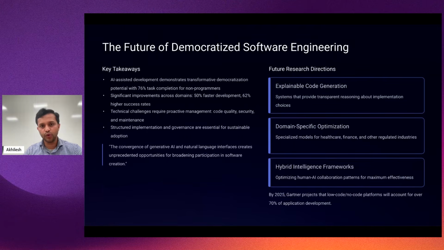And what's the future of democratized software engineering? We have talked about a lot of things. I want to bring it all together and bring up the key points. So basically there is a 76% task completion rate for non-programmers, and this is real. This is happening today, this is not in the future. And there is 50% faster development and 62% higher success rates.